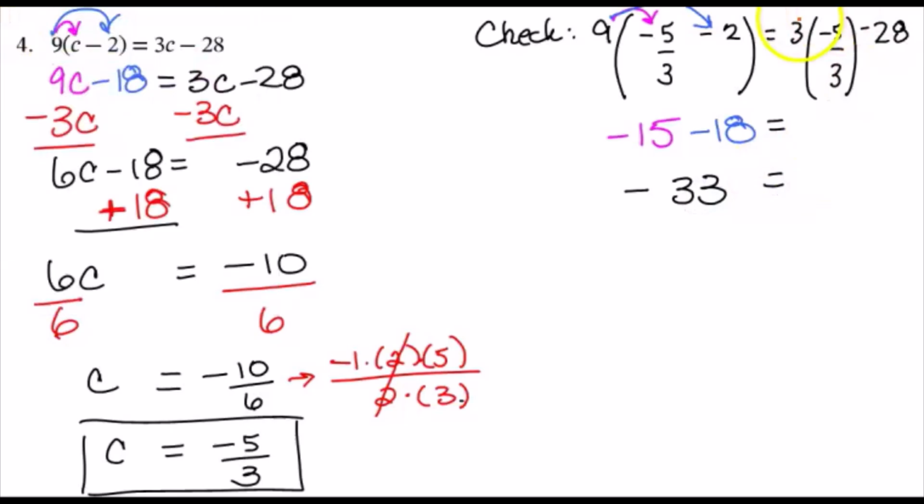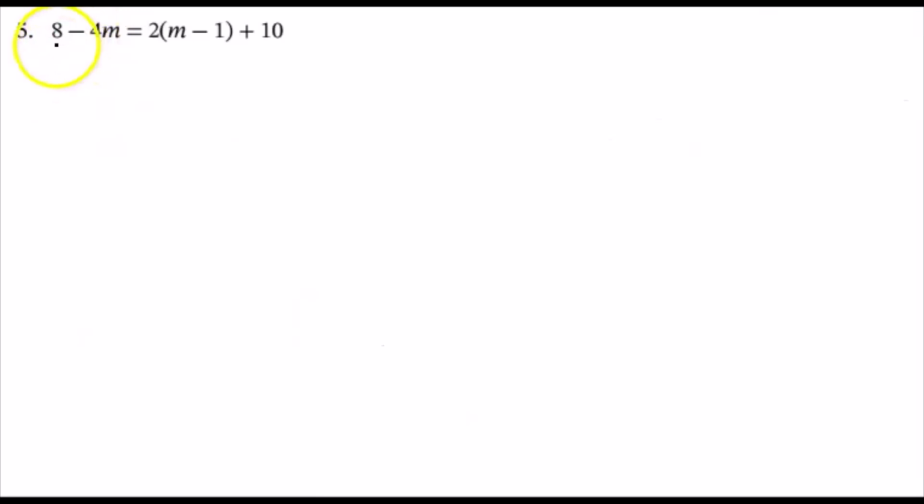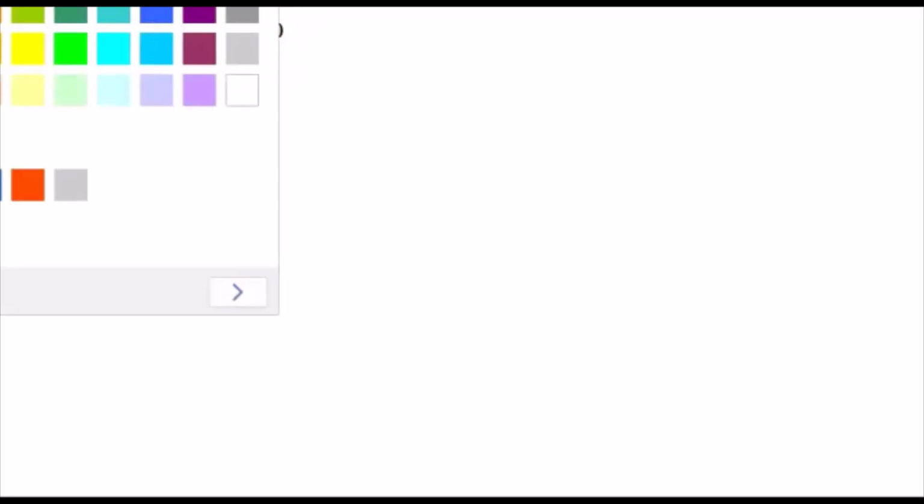And then on the other side, when I distribute or multiply the 3 times negative 5/3, the 3's cancel out, so I end up with just negative 5 minus 28, which is negative 33. Since that's a true statement, then I know that c is indeed negative 5/3. Number 5 reads 8 minus 4m equals 2 times the quantity m minus 1 plus 10.